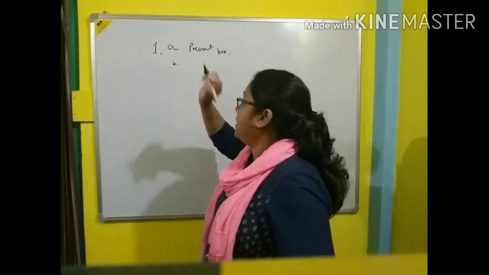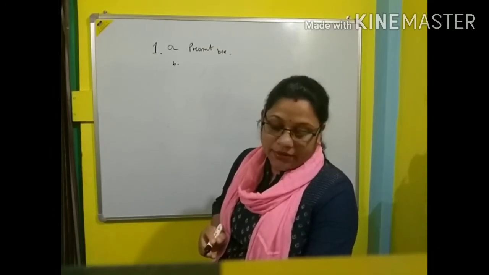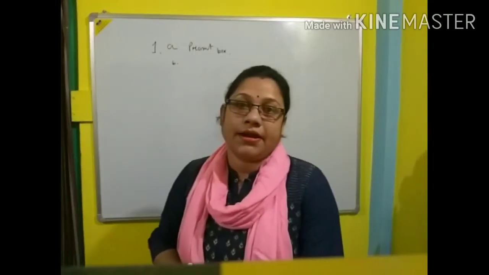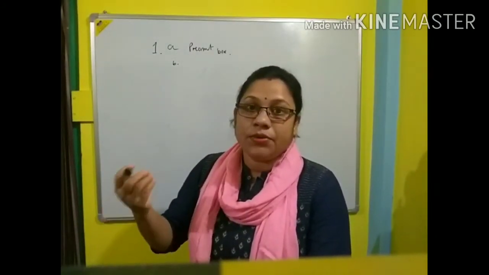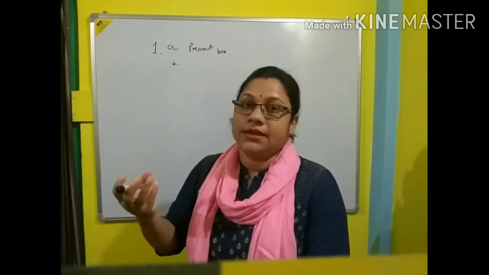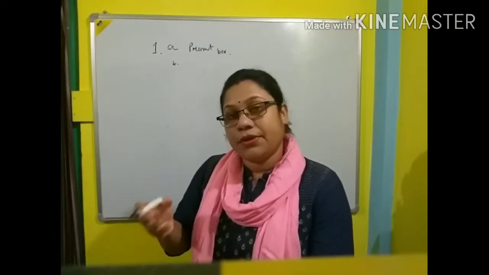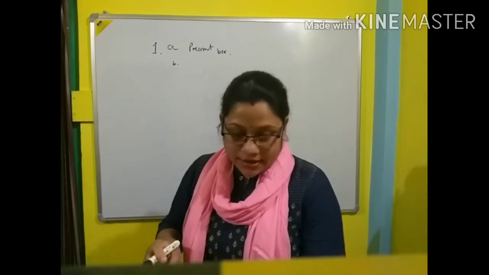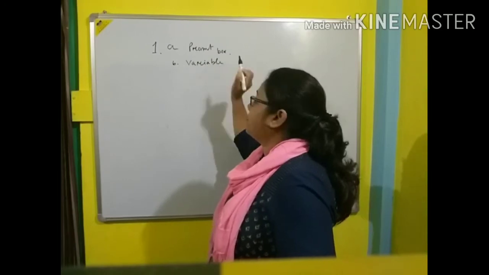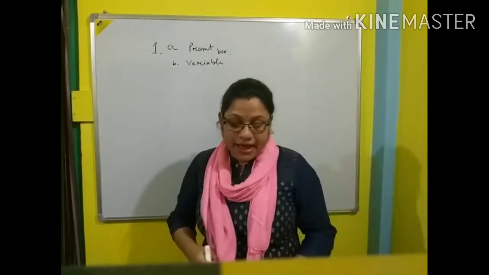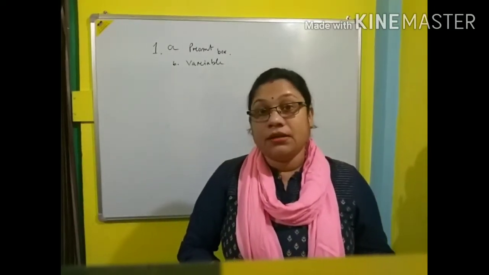Question number B: the dash is a storage area where value is stored and retrieved when required. In a computer, we declare something where we store a value, and whenever we require it, we can retrieve it. So what is the answer? The answer is variable. A variable is a storage area where value is stored and retrieved when required.